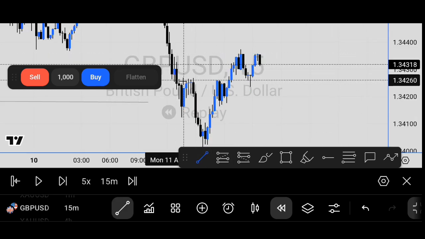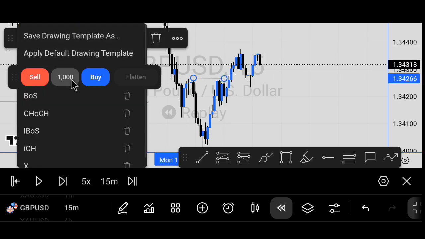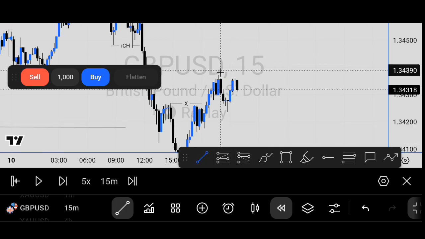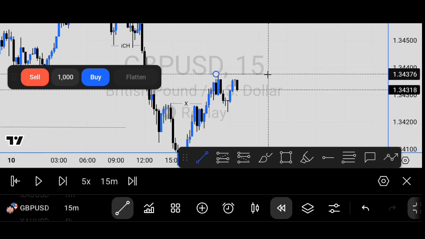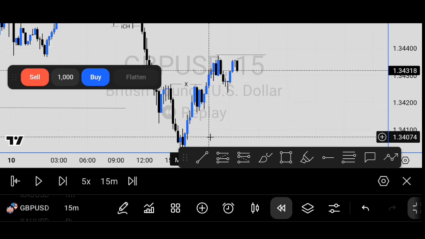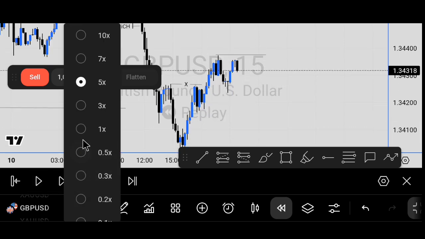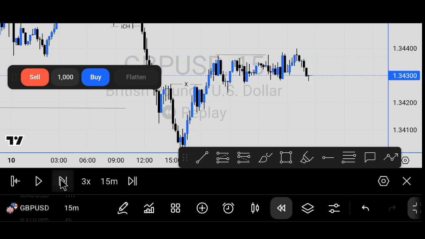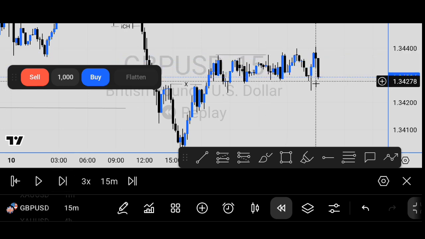We have our inducements right here, and then we are expecting our internal choch. So let's play price forward a little bit. You can see price was rejecting, it created new highs.